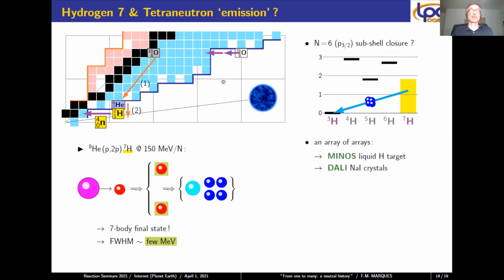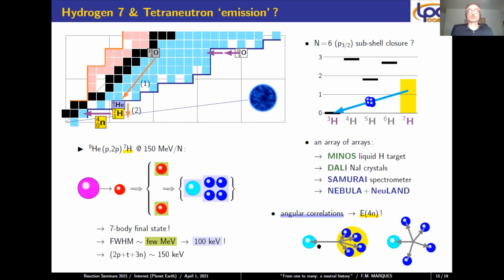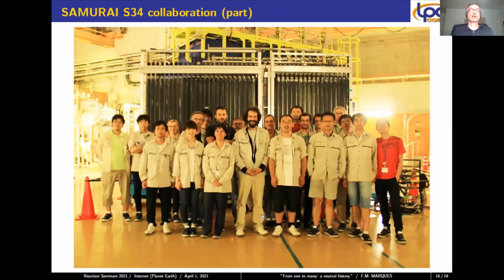And the other advantage is that hydrogen-7 is much closer to stability than oxygen-28, so the statistics will be much higher. By using several arrays, we can detect the protons already, so we could measure the missing mass of hydrogen-7 with a resolution of a few MeV. If we detect also the triton and the neutrons, we can go down to, so now we have the invariant mass of hydrogen-7 and of the neutrons, and we go down to 100 keV resolution. And of course, by measuring the neutrons, we can have access to the angular correlations in the decay.